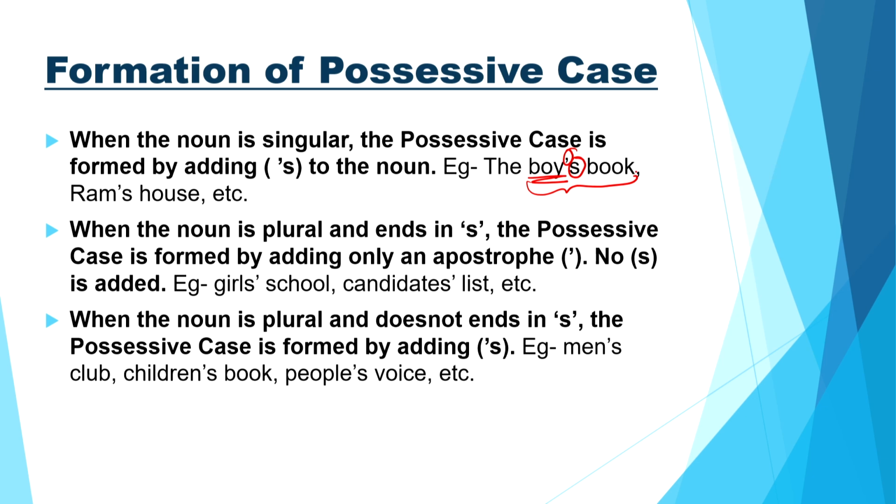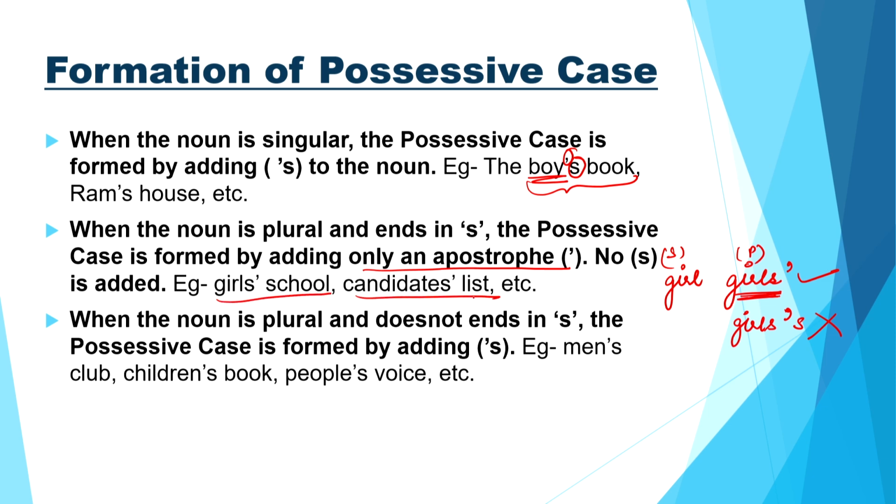Next, when the noun is plural and ends in S, the possessive case is formed by adding only an apostrophe. We do not add S to it. For example, girls' school, candidates' list. See, girl is singular and girls is plural. In case of plural, we just add an apostrophe to show the possession. We never add an apostrophe along with S like this. So, this is wrong. The correct would be the girls' school, candidates' list and so on.